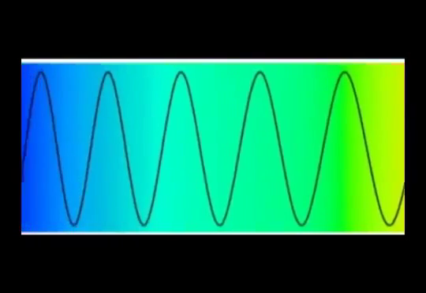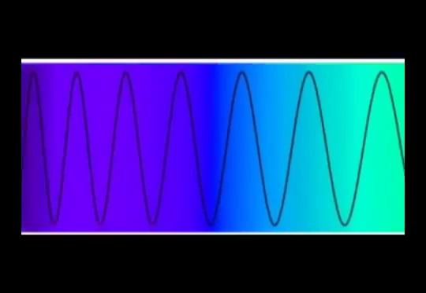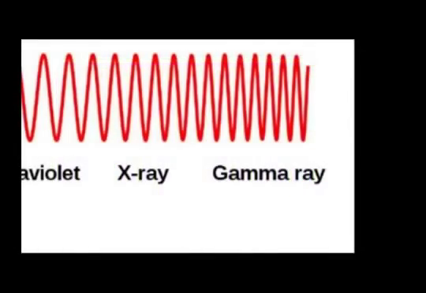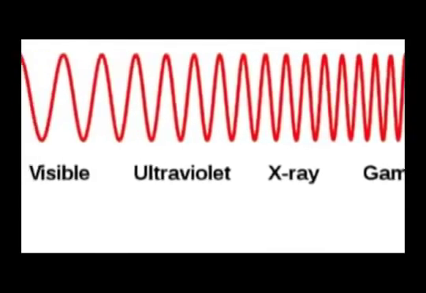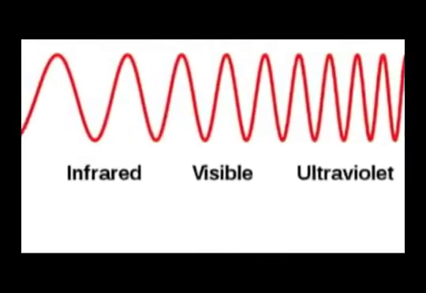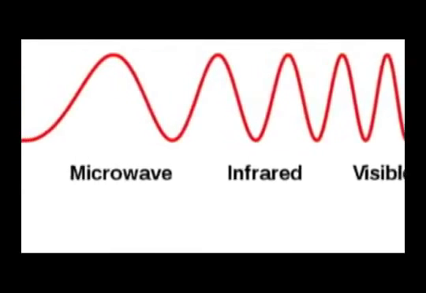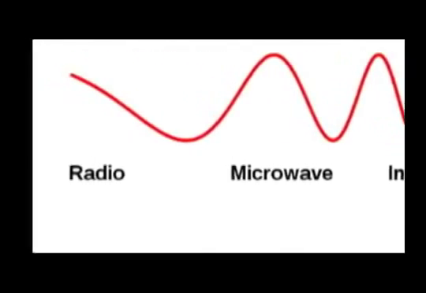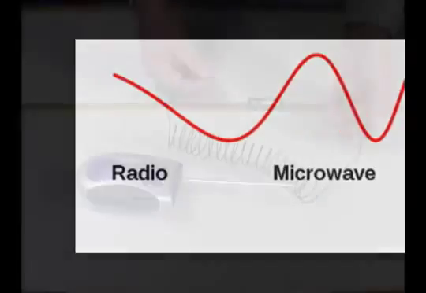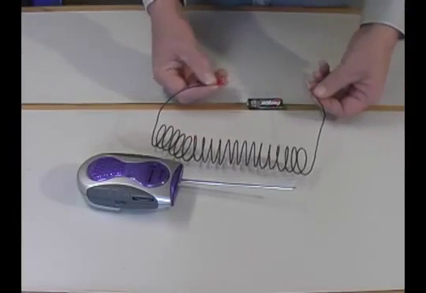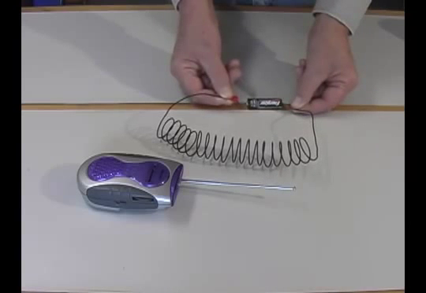The full spectrum of energy represented by this electromagnetic radiation spans everything from extremely high-frequency gamma rays and X-rays to very low-frequency radio waves. Visible light is in the center of the spectrum. All electromagnetic radiation travels at the speed of light. Let's investigate low-frequency electromagnetic radiation.